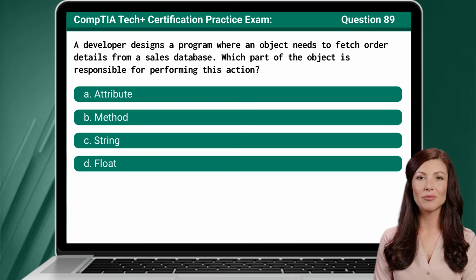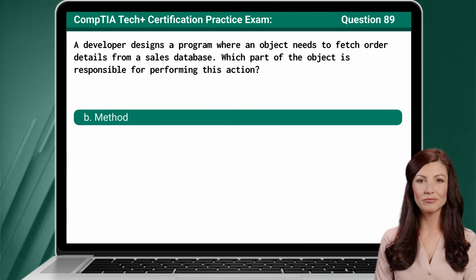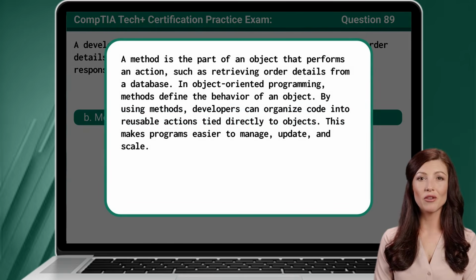The answer is B. Method. A method is the part of an object that performs an action, such as retrieving order details from a database. In object-oriented programming, methods define the behavior of an object. By using methods, developers can organize code into reusable actions tied directly to objects. This makes programs easier to manage, update, and scale.